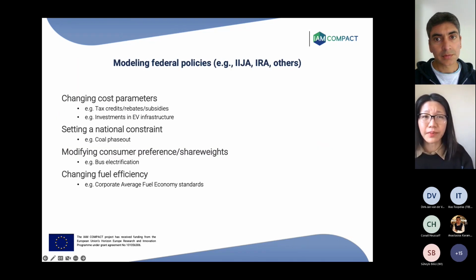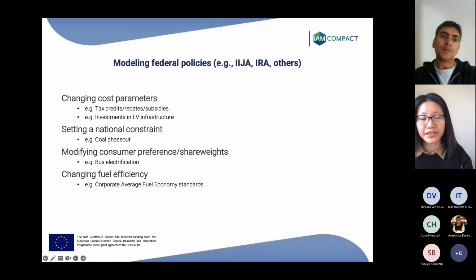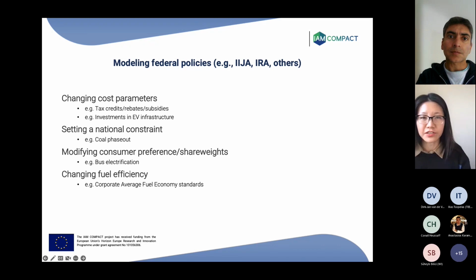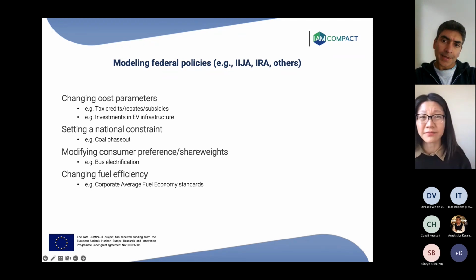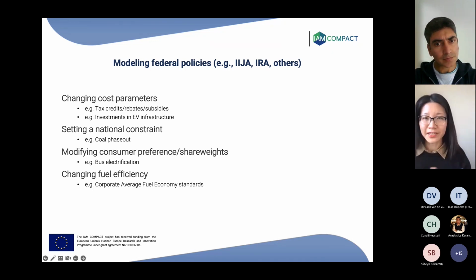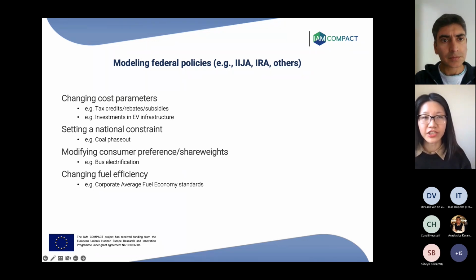We start with the recent federal policy from the U.S., including last year's Infrastructure Investment and Jobs Act and the Inflation Reduction Act this year. A lot of the policy focuses on investment and subsidies, kind of incentives. How we model that in GCAM USA is by changing the cost parameter for different technologies, assuming a lot of the investment goes, for example, to EV infrastructure, which will lower the cost.